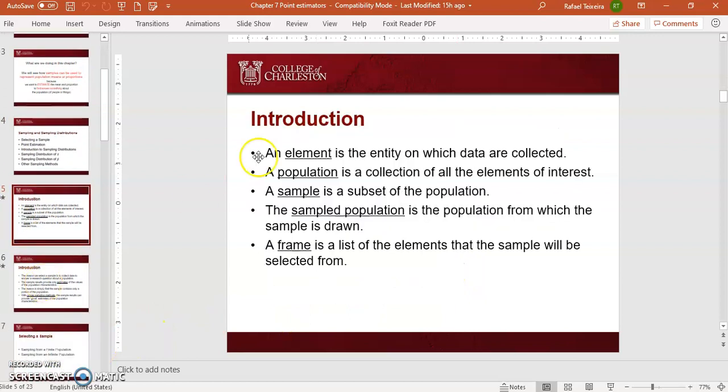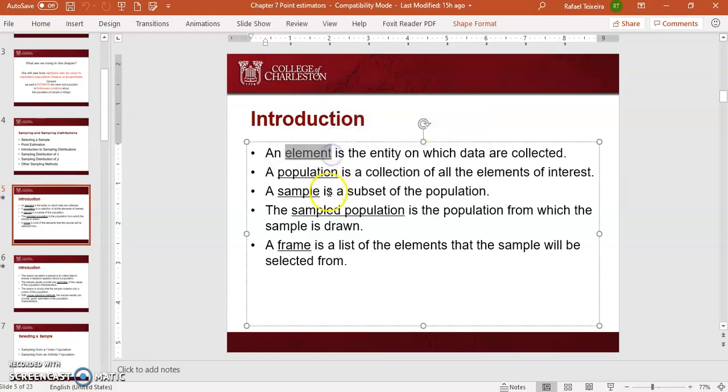Okay, to start, it's important to understand some of the terminology that we have to work on in this chapter. For example, an element or an observation is the entity on which data are collected. Okay, the population is a collection of all elements of interest.